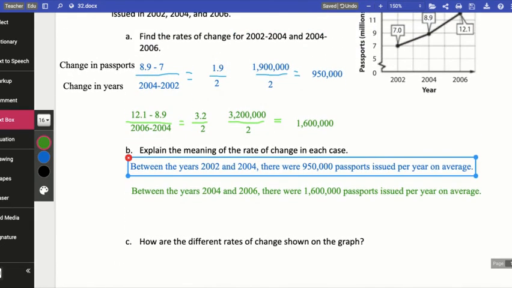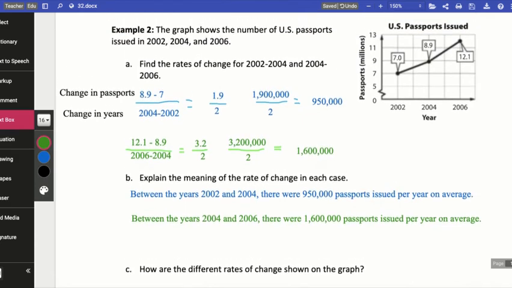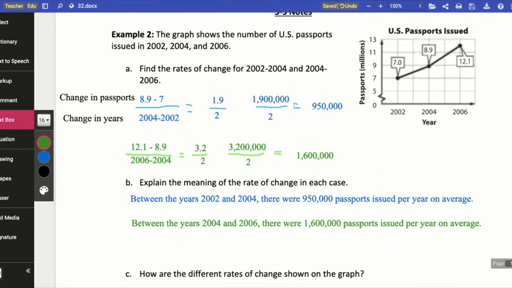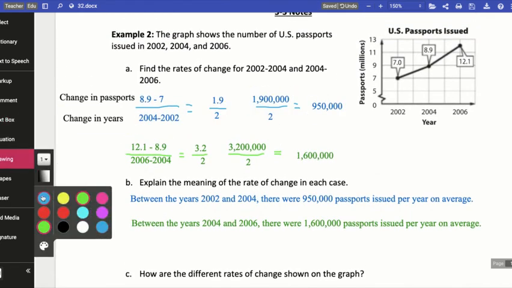And then for C, it says, how are the different rates of change shown on the graph? And I want you to really recognize that our 950,000 is between the years 2002 and 2004, and that is this chunk of the graph. And I want you to recognize that this 1,600,000 is this chunk of the graph between the years 2004 and 2006. And I want you to recognize that this number is obviously larger. More passports were issued between those years, and that correlates with a greater slope or a steeper line.